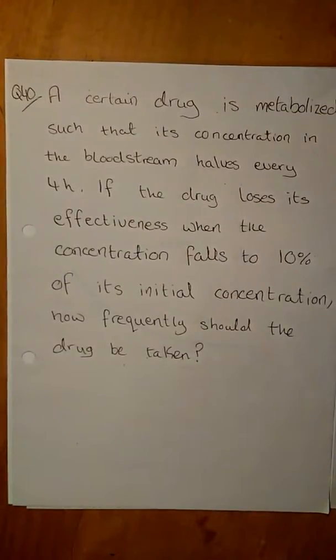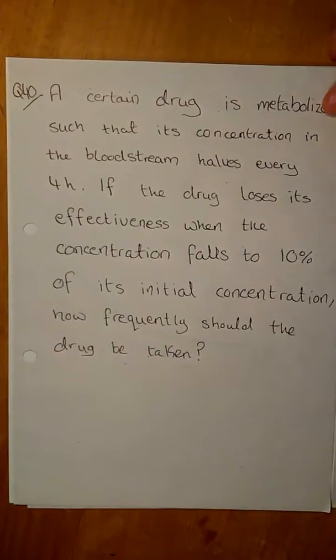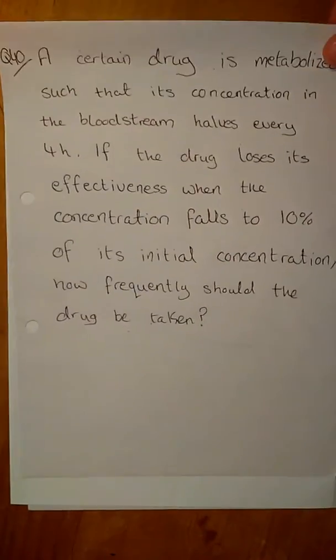Chemical reaction engineering. Question 40. A certain drug is metabolized such that its concentration in the bloodstream halves every 4 hours. If the drug loses its effectiveness when the concentration falls to 10% of its initial concentration, how frequently should the drug be taken?